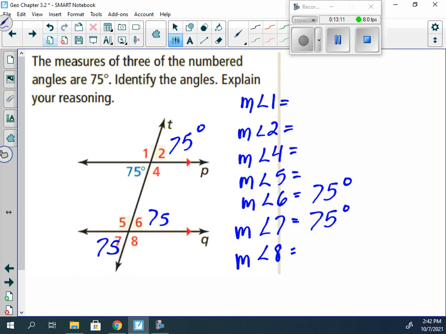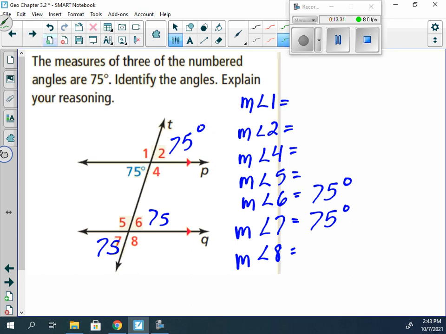We don't have to name the steps. No, I'm not going to make you name it. Now, 1, 4, 5, and 8 are going to be congruent. 1 and 8 are alternate exterior angles. 4 and 5 are alternate interior angles. So those would match up, yes? I tell you, I got 105.